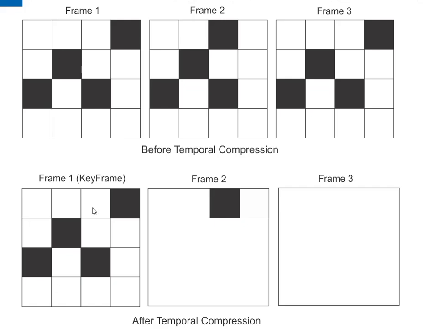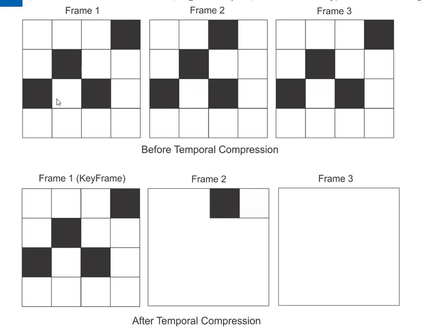So we will store the keyframe as the first frame. And for the consecutive frame, being frame 2, we're only going to store the difference. Everything else was the same as in frame 1. The only difference is that this block moved over here. So that's the only thing that we're going to change. It's like a subtraction, if you will, between frame 1 and frame 2.